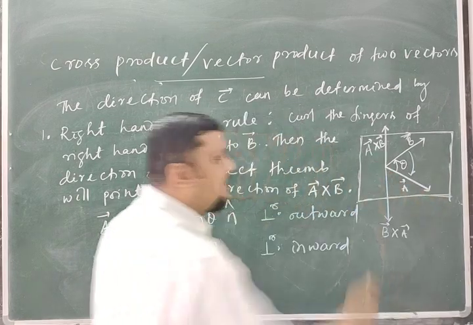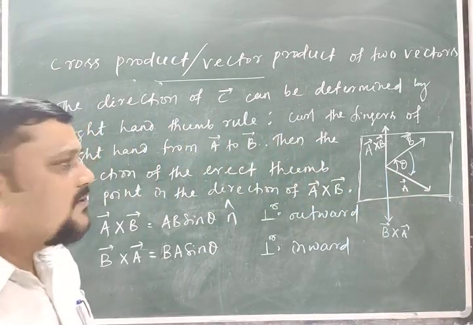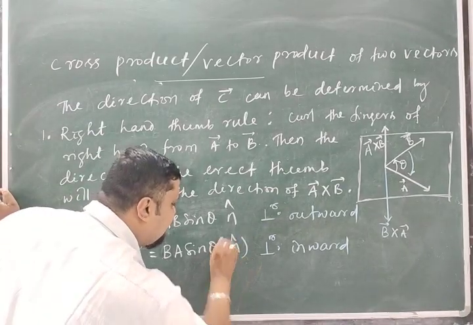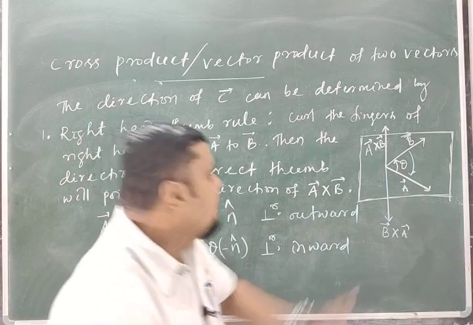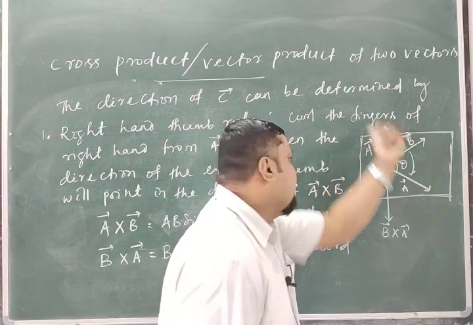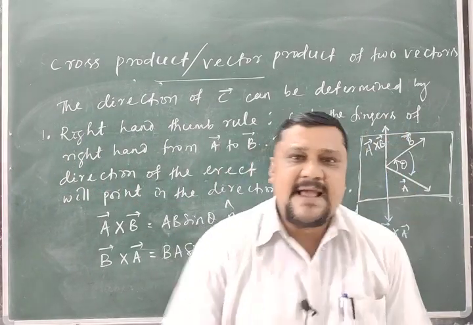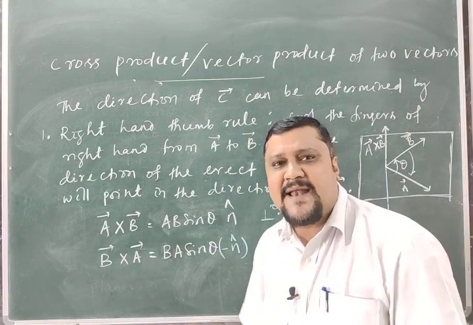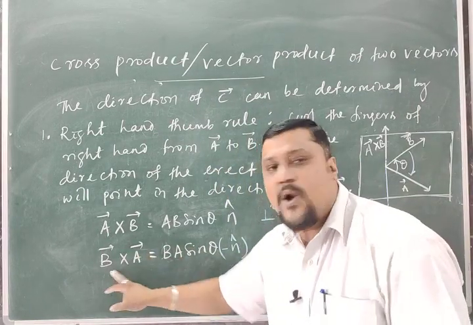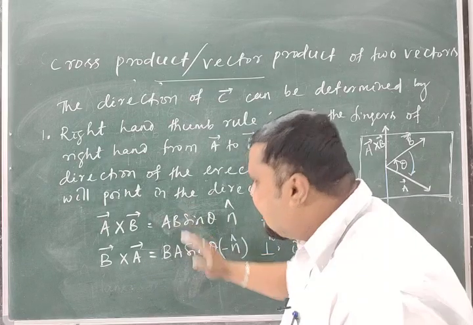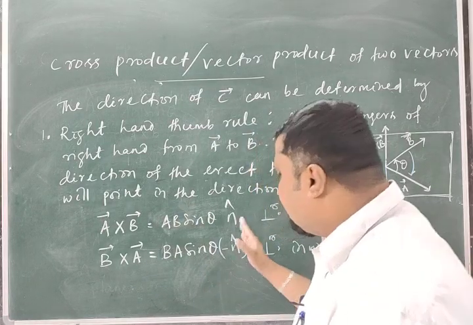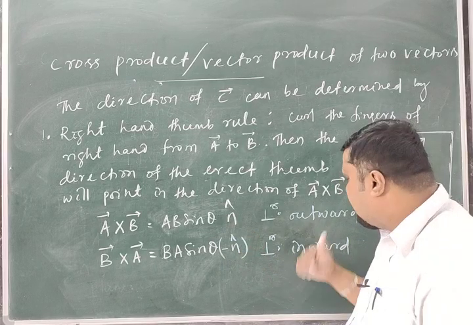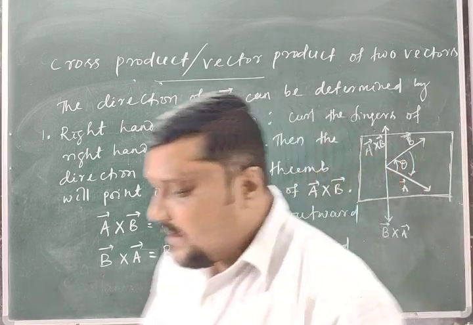That is perpendicular inward. So now what are you finding here? I will write this as minus n cap, a unit vector opposite to that direction. So there is a minus sign, and it changes the direction. Here you find A cross B is not equal to B cross A. The magnitude is the same, but they are of opposite direction. One is perpendicular outward, the other is perpendicular inward.